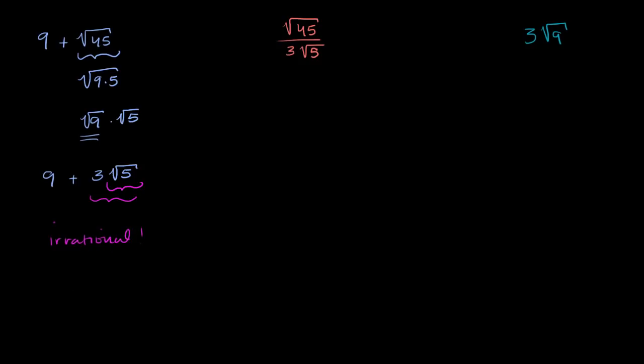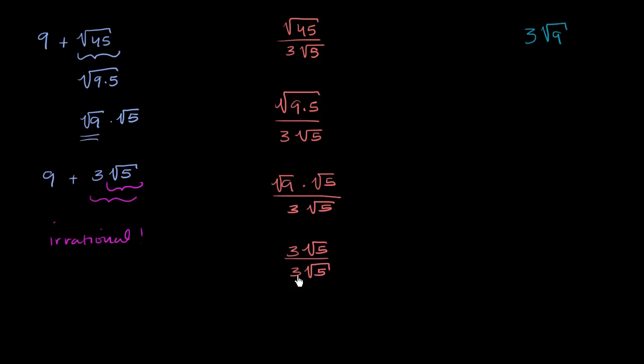Irrational. Now let's think about this expression right over here. Well, the numerator can be rewritten as the square root of 9 times 5 over 3 times the square root of 5. Well, that's the same thing as the square root of 9 times the square root of 5 over 3 times the square root of 5. Well, that's the same thing as 3 times the square root of 5 over 3 times the square root of 5. Well, that's just going to be equal to 1.